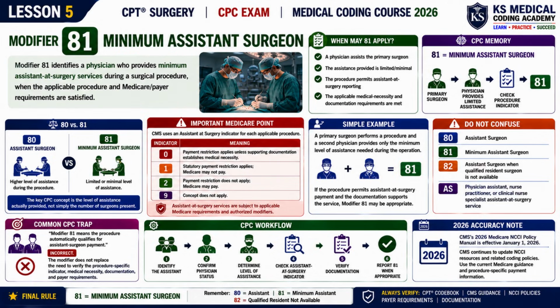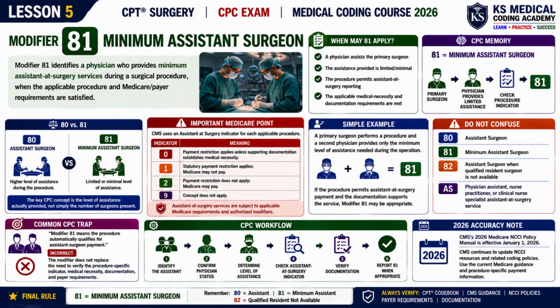For Medicare, modifier 81 does not automatically mean that the assistant service is payable. We must check the procedure-specific assistant at surgery indicator, along with medical necessity and documentation requirements. Remember the distinction: 80 equals assistant surgeon. 81 equals minimum assistant surgeon. 82 equals assistant surgeon when qualified resident is not available. AS equals qualifying non-physician assistant at surgery.